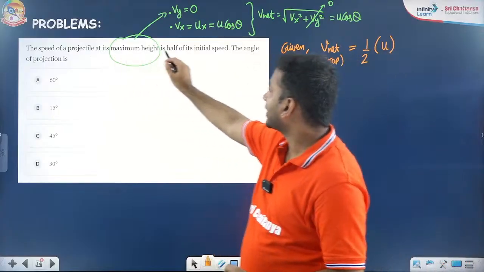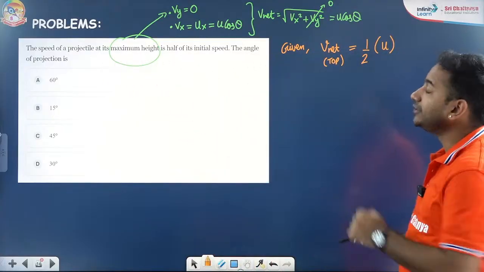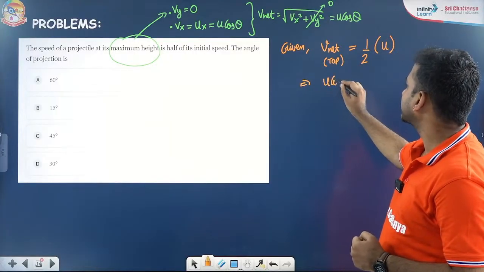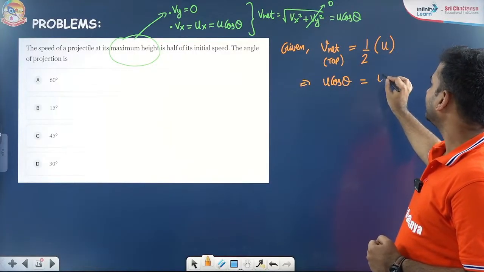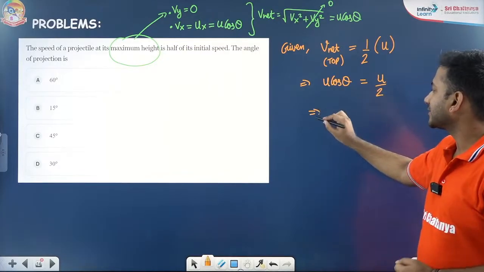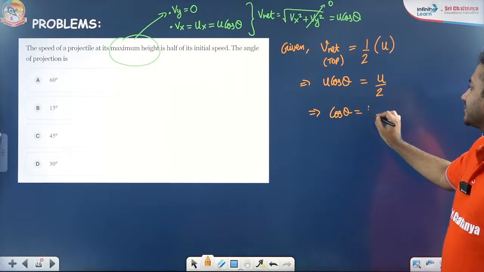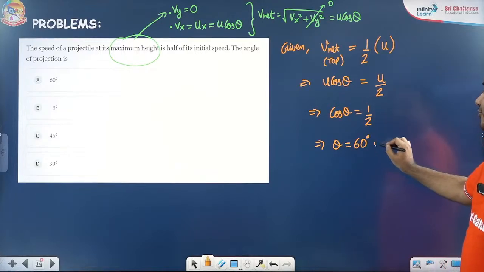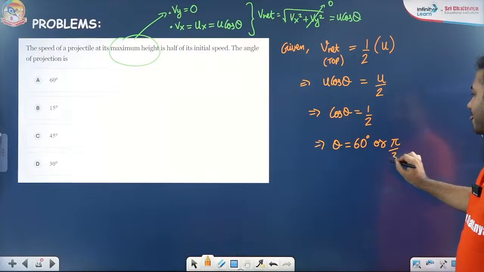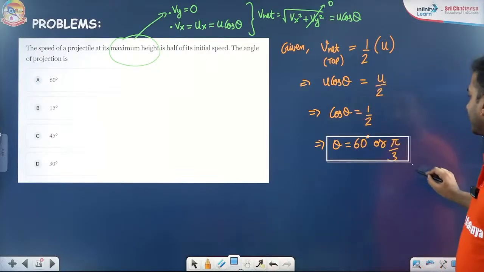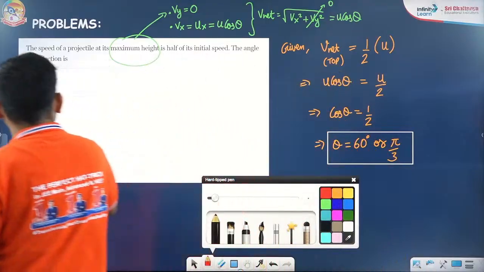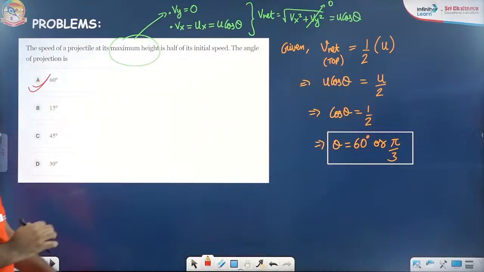The speed of a projectile at its maximum height is half of its initial velocity or velocity of projection. This is basically U cos theta equal to U by 2. U got cancelled, and what you get is cos theta is 1 by 2. This implies theta is equal to 60 degrees or pi by 3. That's the result. Hence, which is the correct option here? The correct option is option A.